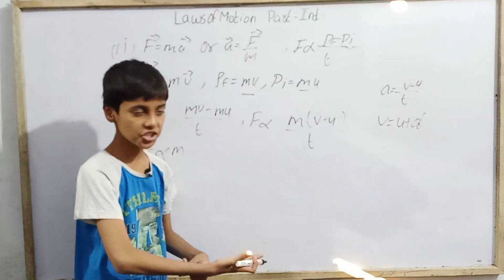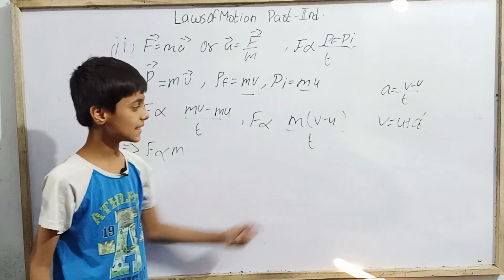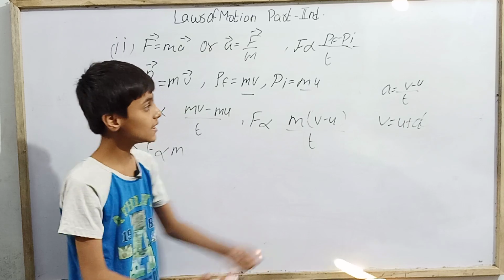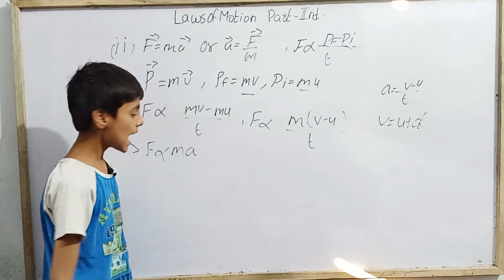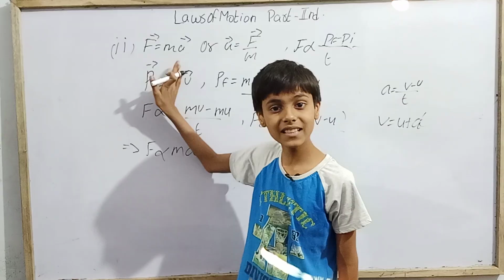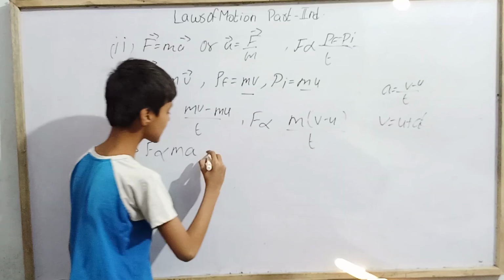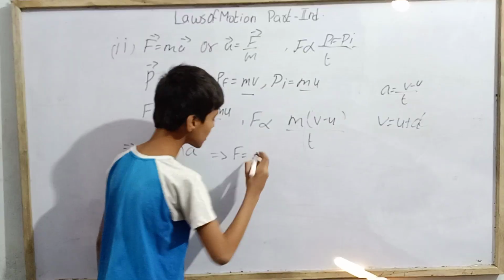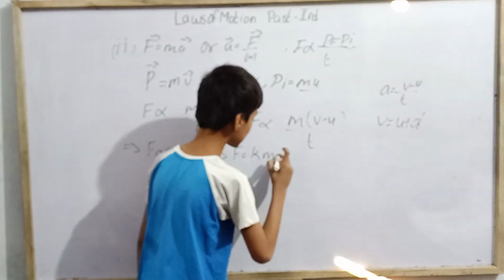Since there will be no changes in m, only this value I have changed, v minus u by t. Actually there is no change, only here I have shortened it. So F is proportional to ma. But here the proportionality symbol is there, and we have to bring an equality symbol. So for that we'll have to remove the proportionality constant, which implies F equals what? Proportionality constant k will come. So F is equal to kma.